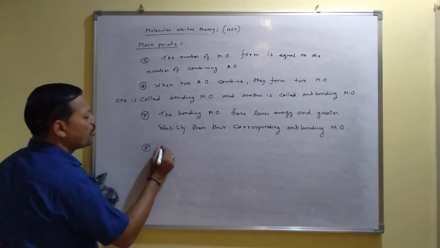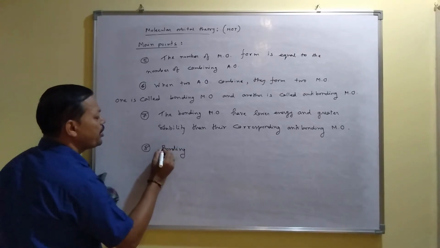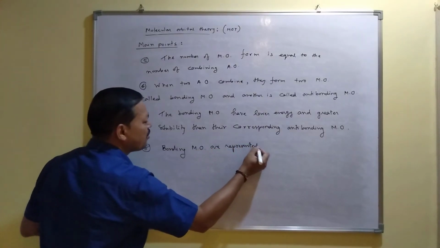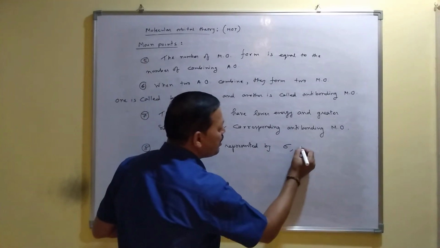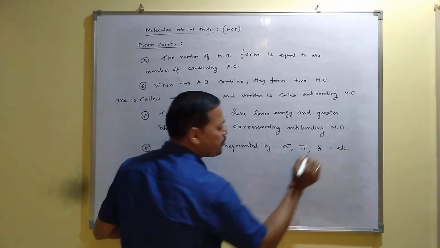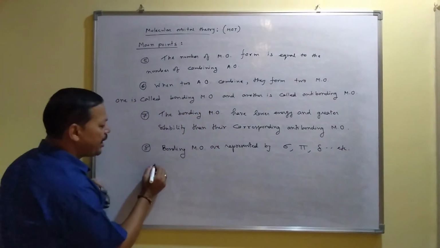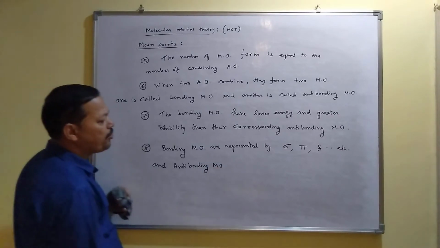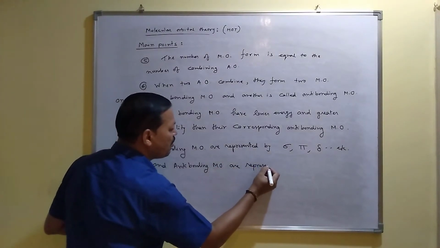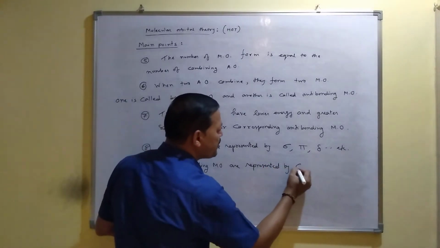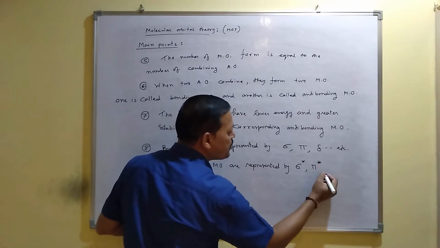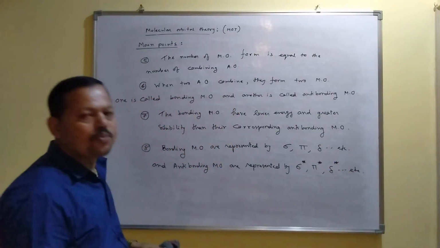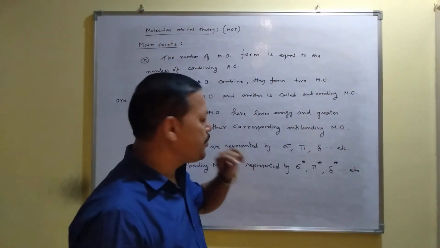Number 8, bonding molecular orbitals are represented by sigma, pi, delta, etc. This type of symbols are used to represent the bonding molecular orbital, and antibonding molecular orbitals are represented by sigma star, pi star, delta star, etc.